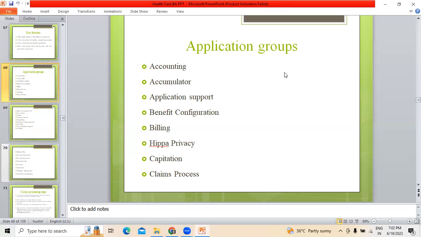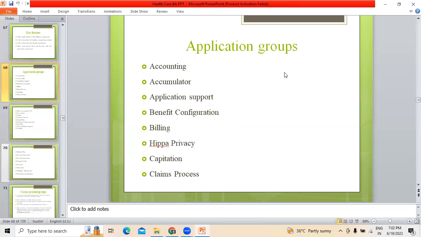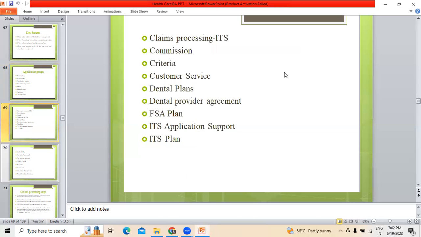Next, capitation, followed by claim processing, will also be included in these application groups, because you know about claim processing and capitation. Claim processing is in reference to the transactions we make with other people. At the same time, commissioning, because for every claim there will be some commissioning system involved in all the transactions. That will also be a part of the application groups.